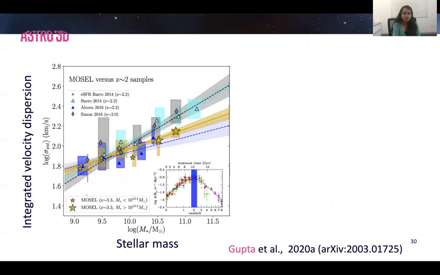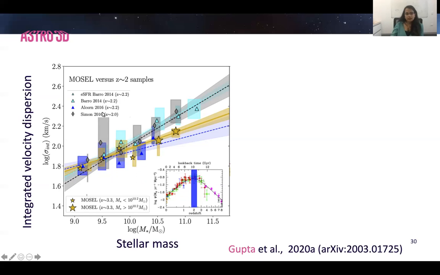So these are our measurements on this plot. What we are plotting is the integrated velocity dispersion on the y-axis and the stellar mass of galaxies on the x-axis. Our sample is given by these golden stars, and on this plot we are comparing our measurements to other samples at redshift of 2.